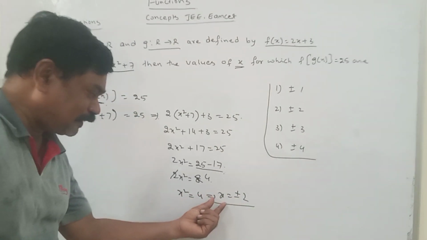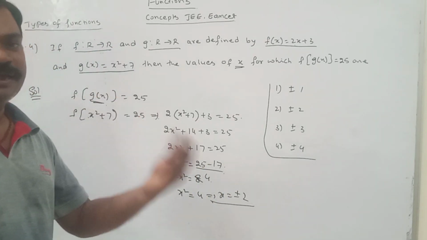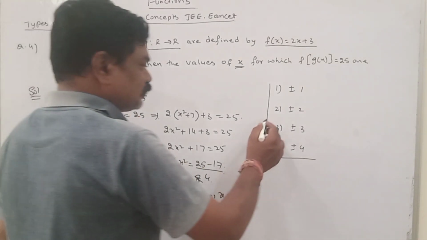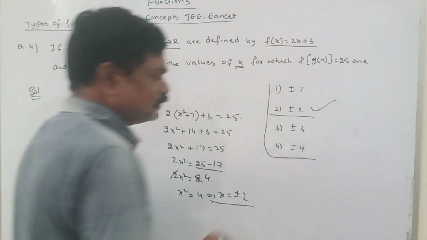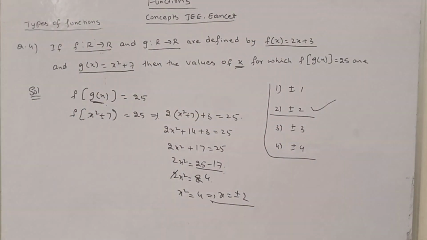The values of x are plus 2 or minus 2. So we have plus or minus 2. Option 2 is the answer. Okay, all of you. That's all.